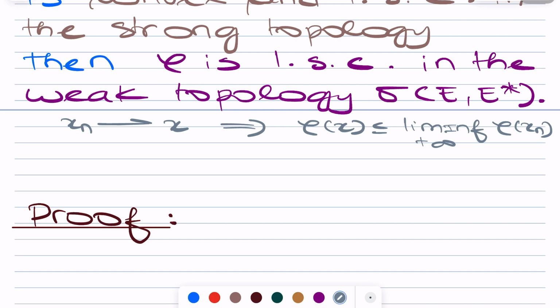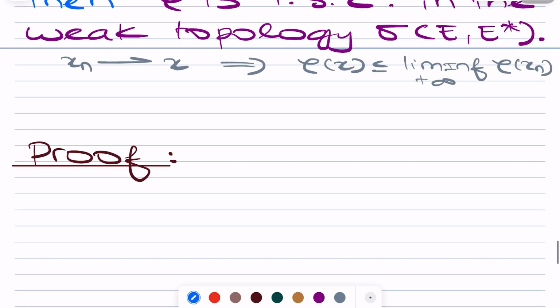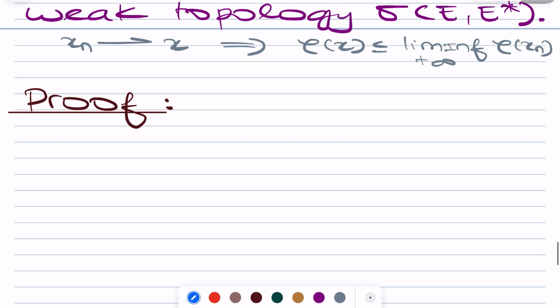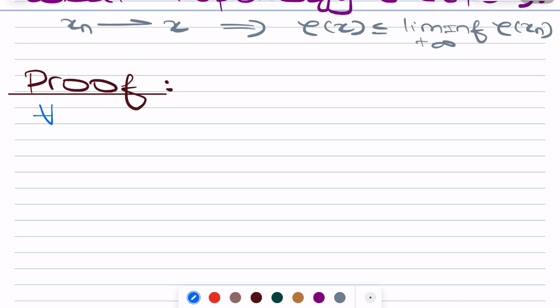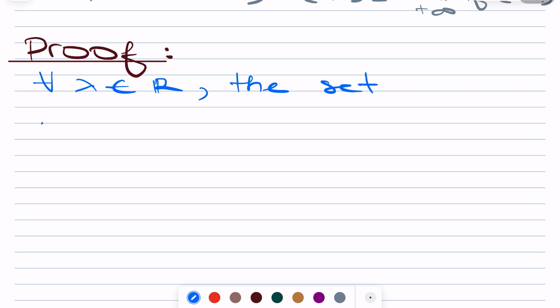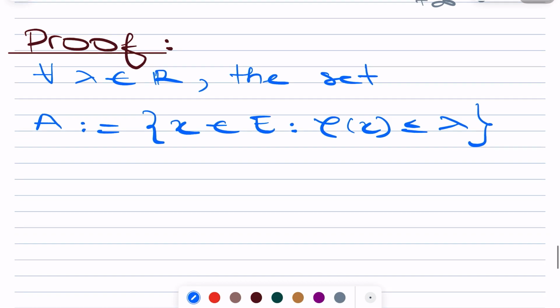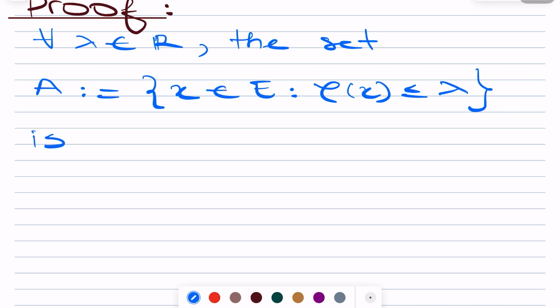Okay, so let me shift this up a bit. Good. Again, the proof is a bit constructive. So for every lambda in R, the set, say capital A, defined to be the set of x in E, capital E of course, such that phi of x is less or equal than lambda. So this set is convex, because phi is convex, and strongly continuous.